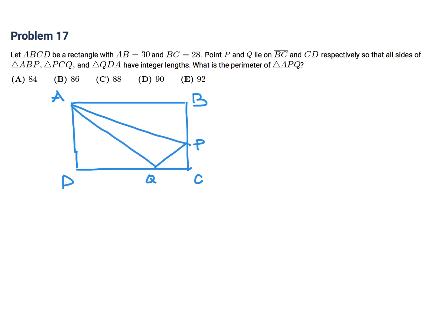Okay, and then now let's try to understand what it is that they're asking for. So let's label this. That's 30 and that's 28. And then ABP, that triangle, which is obviously a right triangle. PCQ, also a right triangle. And QDA, also a right triangle. Okay, 3 right triangles, all have integer side lengths, and then eventually we're going to calculate the perimeter of APQ, which is the middle triangle. Okay, so since they're all Pythagorean, we're going to just try Pythagorean triples.